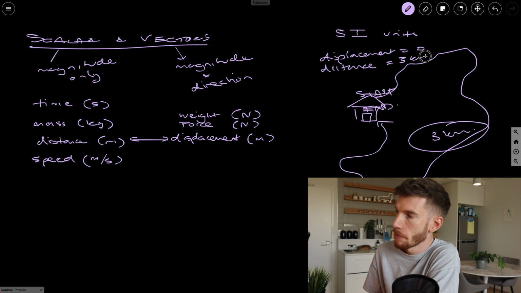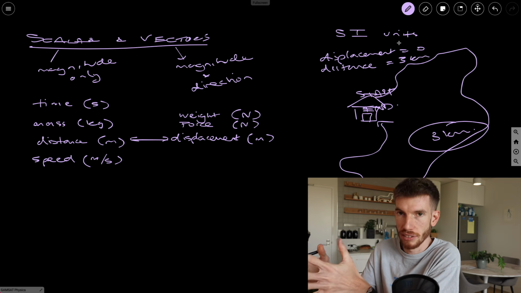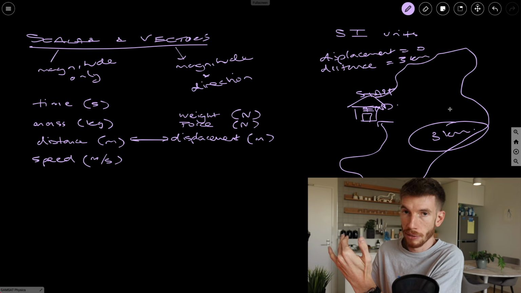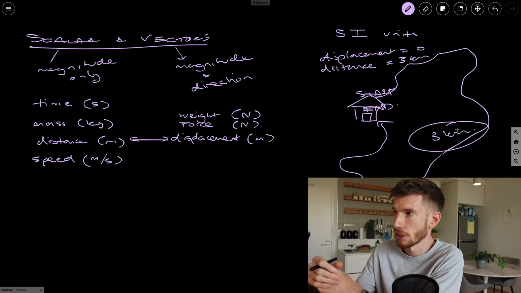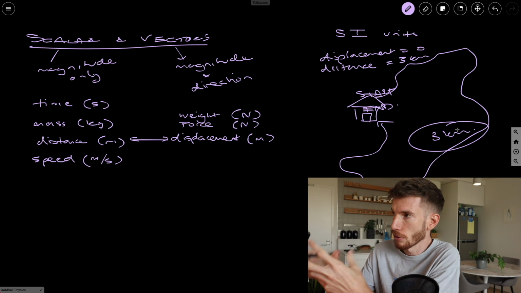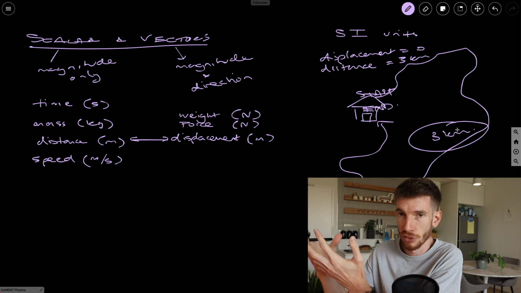is 3 kilometers. And I can't really put a direction to my distance because I've moved in all kinds of different directions. The idea is distance doesn't actually have a direction to it. It only has a size, or a magnitude. My displacement though, in this case, I can't put a direction to it because it is 0.